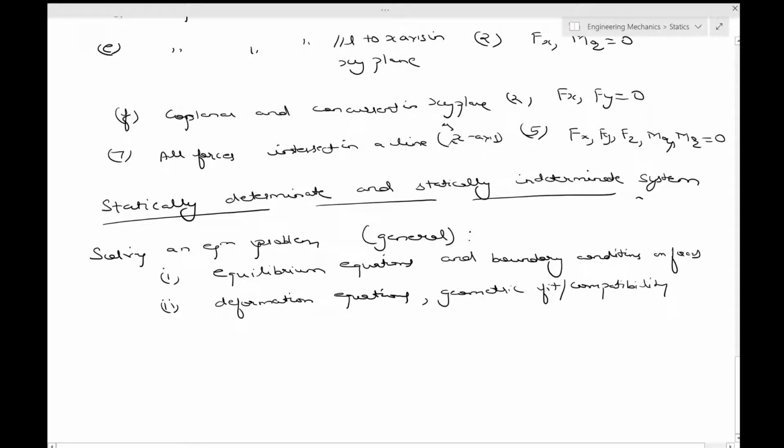And lastly, you have the force deformation relations. So the relation of how forces and deformation are related, that's the third part. Generally all these three things are sufficient.